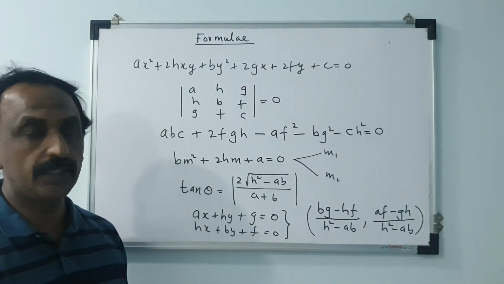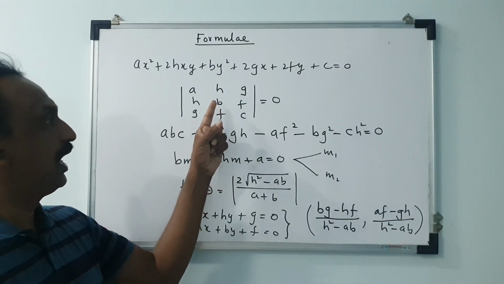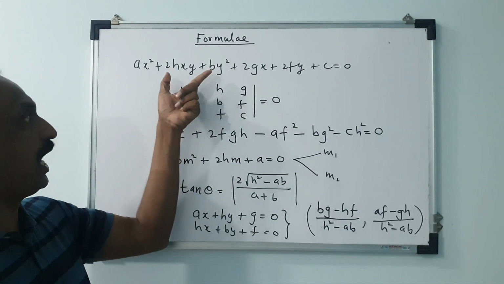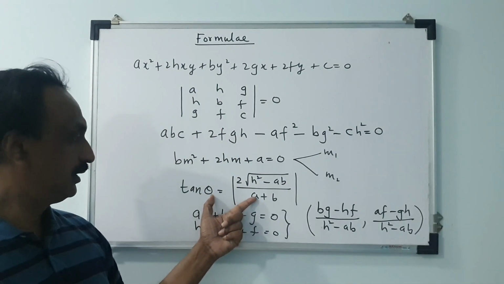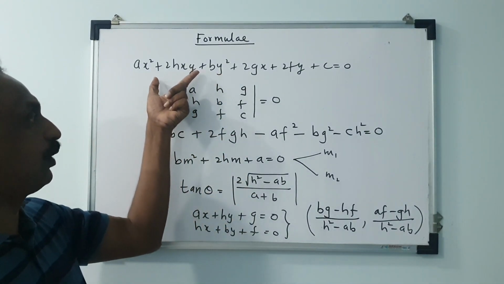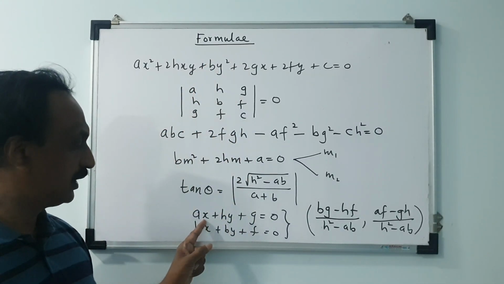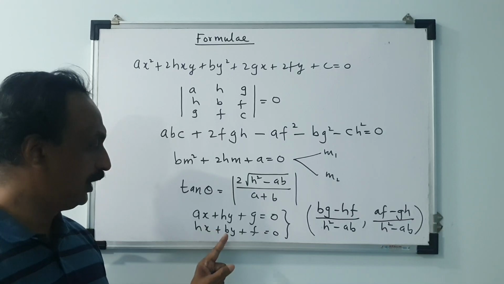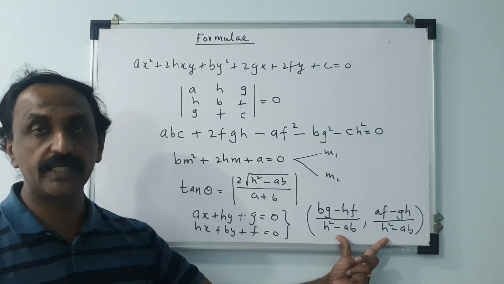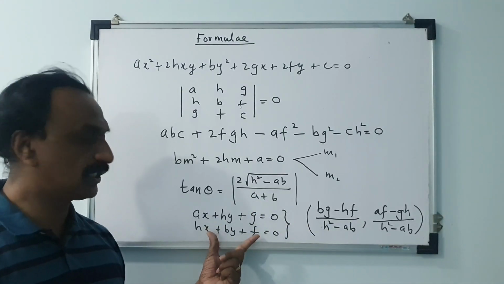So three formulas in total. First, the condition for this equation to represent a pair of lines. Second, how to find the slope of the lines by solving the auxiliary equation. Third, how to find the angle between the lines using tan theta is 2 root h square minus ab upon a plus b. Then how to find the point of intersection of the lines by solving two linear equations, ax plus hy plus g equal to 0, hx plus by plus f equal to 0. And if you solve, you will get the point of intersection as this. If you can remember this point of intersection formula, well and good. Otherwise, this is very easy to learn.